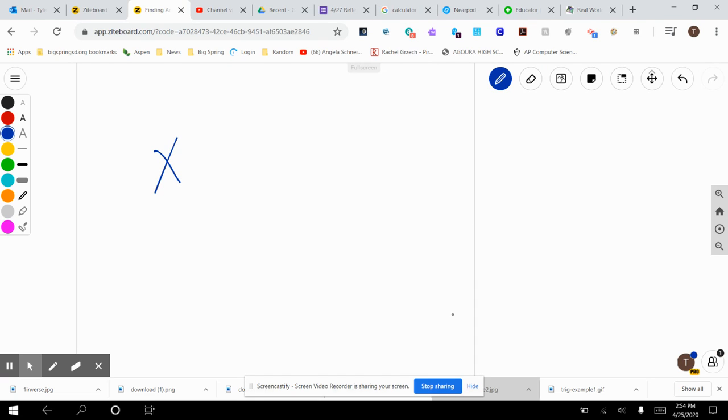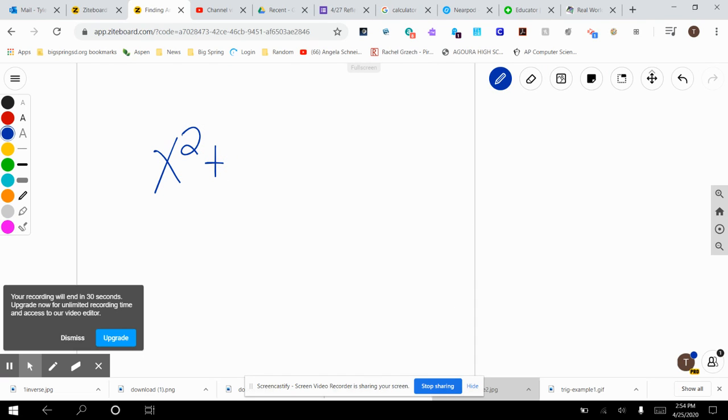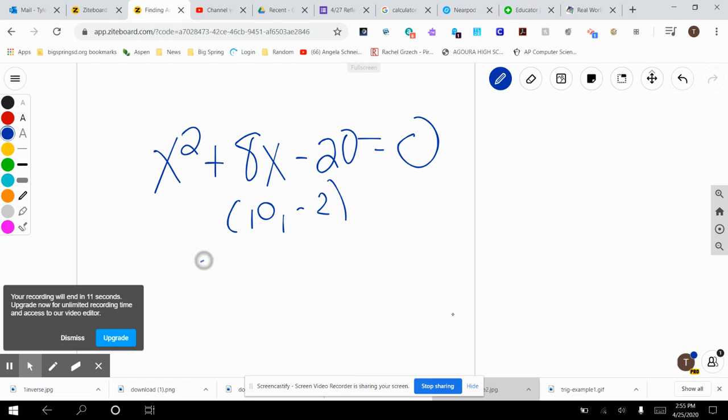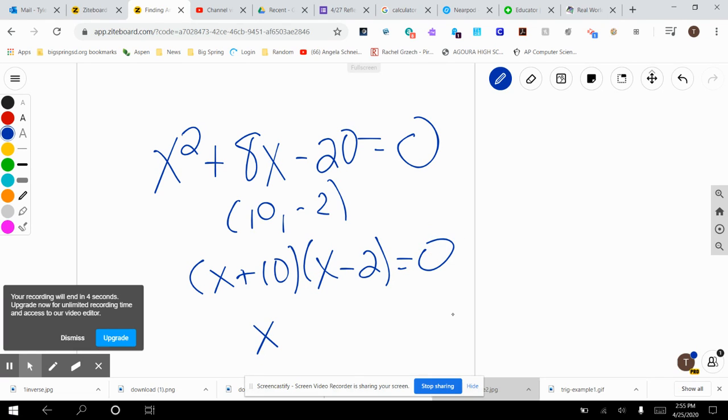Okay, so let's look at another example here. Let's say we have x squared plus 8x minus 20 equals 0. So remember, 2 numbers that multiply to negative 20 and add to get 8. I think those 2 numbers would be positive 10 and negative 2. So our 2 binomials would be x plus 10 and x minus 2. So our answers would be negative 10 and 2. Okay?